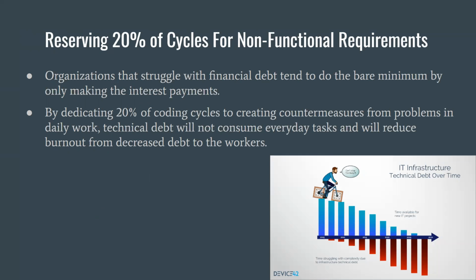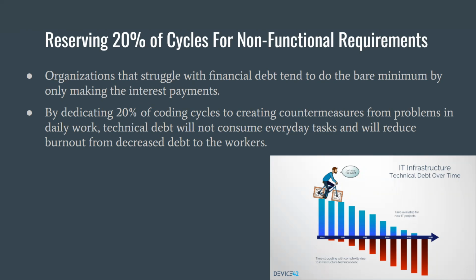Reserving 20% of cycles for non-functional requirements. Organizations that struggle with financial debt tend to do the bare minimum by only making the interest payments. So by only paying the interest, the loan is never reduced and interest continues to build up, leaving companies that can no longer pay in a tough financial burden, which can be said for technical debt too, which is the cost of reworking code when trying to expedite when that project or development is delivered to customers.